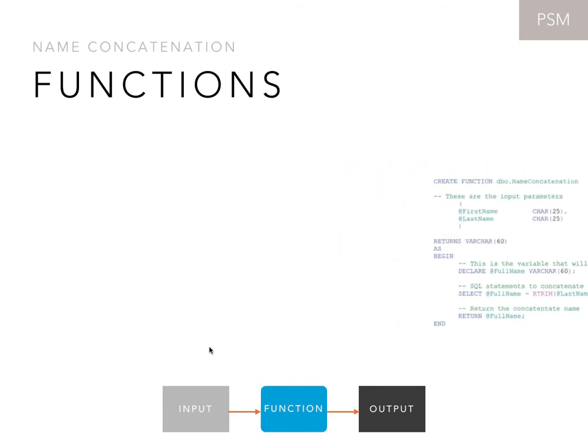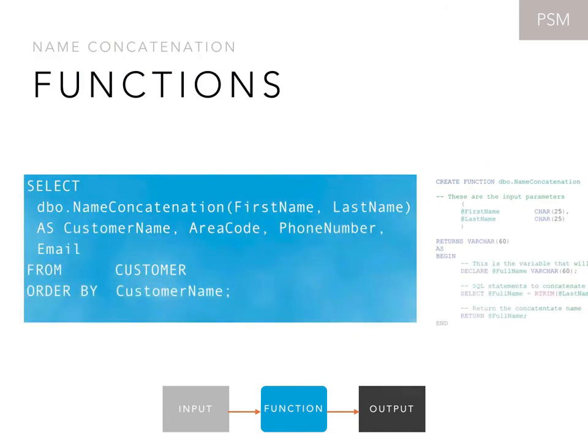I'll have a little query too. So this is how you could use this thing. You could say select db.name concatenation, first name comma last name as customer name from whatever table. So instead of having to write any SQL here to get both columns and concatenate them, we move all that to the function and we get to write prettier code here.